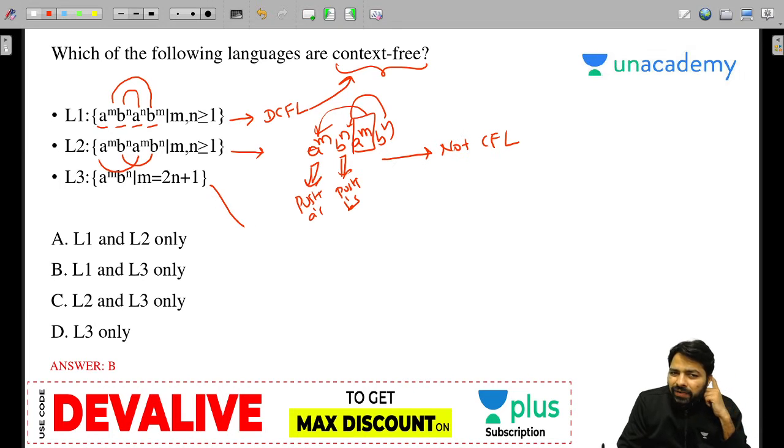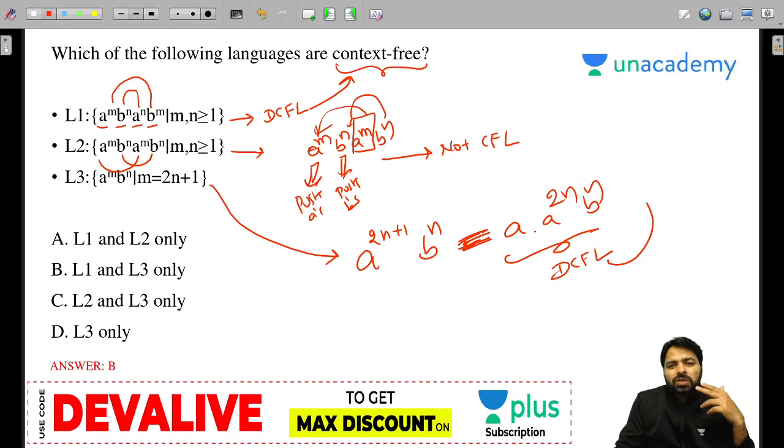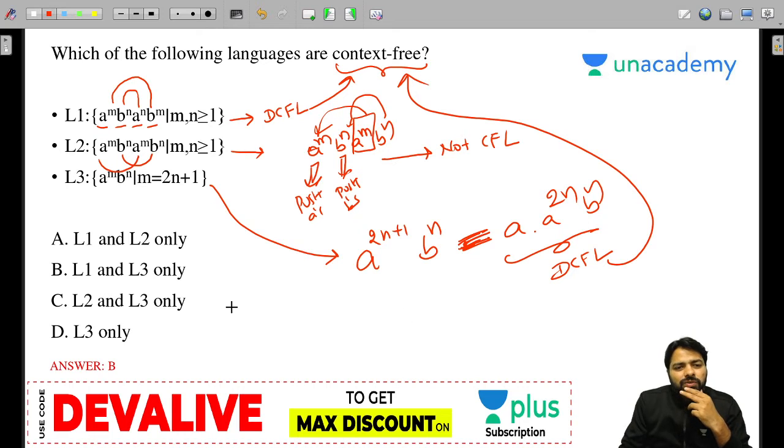And the last one is very easy. There is a^(2n+1) b^n, which is equal to a · a^(2n) b^n. This is DCFL, so definitely CFL. So we choose L1, L3 as CFL. That is option B, yes. Option B.